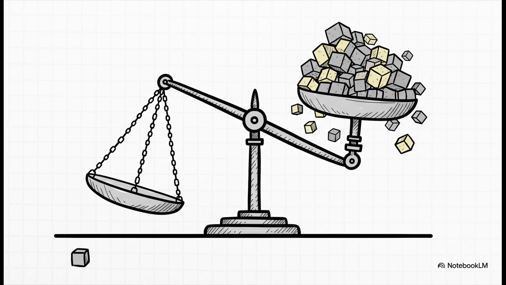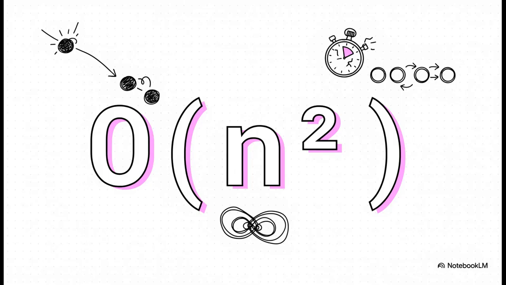Since the pivot is the smallest thing in the list, everything else is larger than it. So you end up with one group that's completely empty and another group that has, well, basically the entire rest of the list. We've done all that work and we've barely made the problem any smaller. And if this bad choice keeps happening over and over, the algorithm's performance just craters. It degrades to O of n squared, or quadratic time.